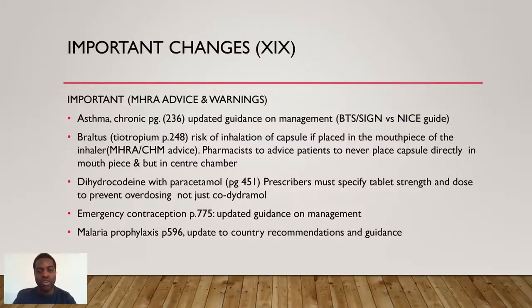Next change, you've got dihydrocodeine and paracetamol. That is co-dydramol in the pharmacy. The risk is that many patients have been overdosed, because with co-dydramol you've got 10 milligrams of dihydrocodeine with 500, then you've got a 20 milligram strength, then a 30 milligram strength. What doctors used to do in the past was just prescribe co-dydramol, and that was okay because co-dydramol really means just the 10, right? But sometimes people mistakenly gave the 20s, or the 30s.